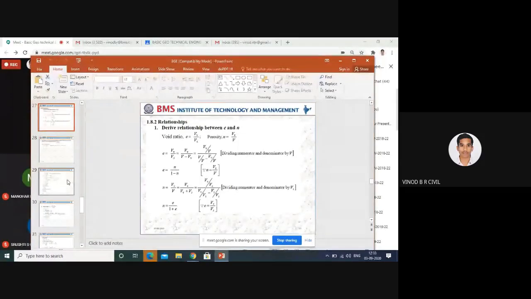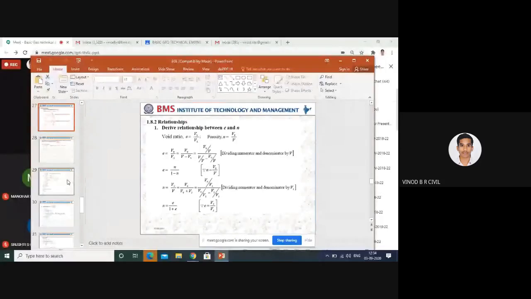Next step is, in some examination papers, they will ask what is the relationship of e and n, like e is equal to n divided by 1 minus n. In some examinations, they will reverse it: n is equal to e divided by 1 plus e. Second one, how we can calculate n is equal to e divided by 1 plus e.